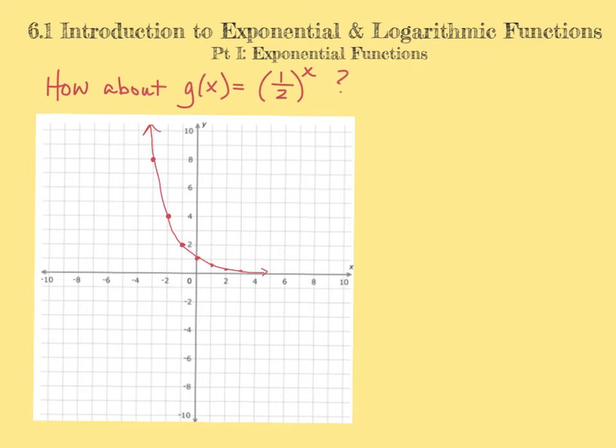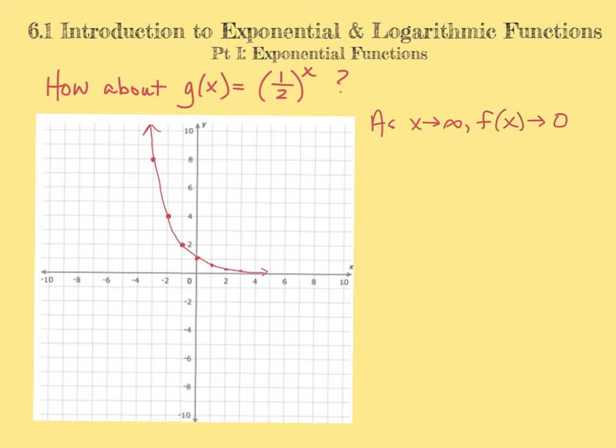Let's take a look at a couple of the characteristics of this graph. So our right end behavior, as x approaches positive infinity, what's happening to our function? Well, as we plug in larger and larger numbers, like if we plugged in 4, we'd have 1/16. If we plugged in 5, we'd have 1/32. If we plugged in 6, 1 over 64, and so on. We're getting smaller and smaller fractions approaching 0. So our function, the right end behavior, goes to 0.